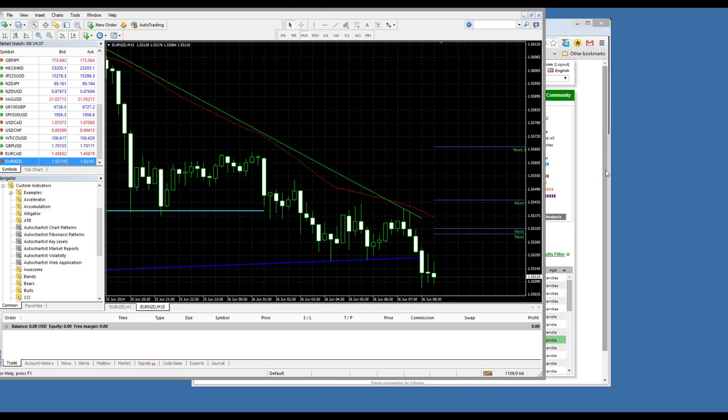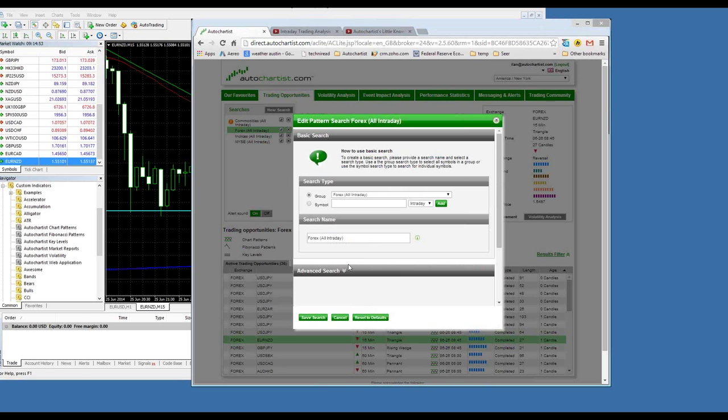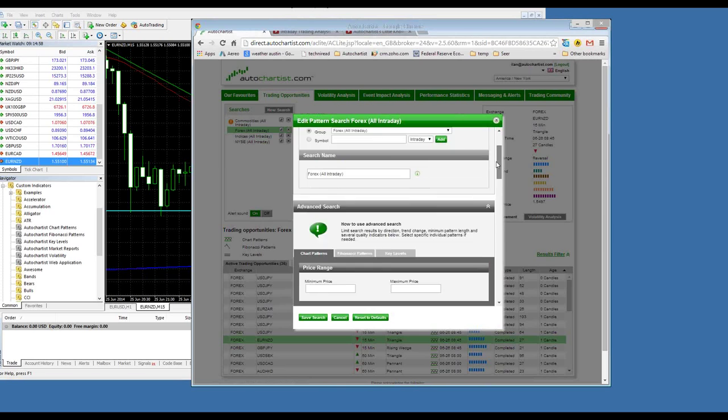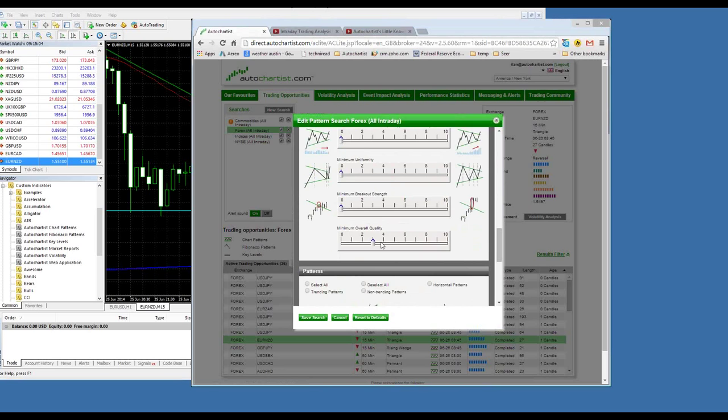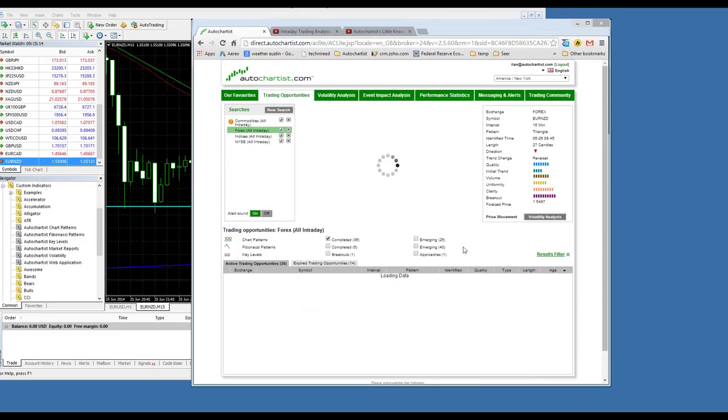Okay, so that's pretty easy. So what you would do is inside the Autochartist platform, you would either create a new search or filter an existing search, and then you would go into the advanced section, and you would go down to the quality indicator section, and you would drag the little overall quality section up to 5. And you would click on Save Search, and if everything goes according to plan, you should only have quality indicators greater than 5 coming through on your Autochartist screen.